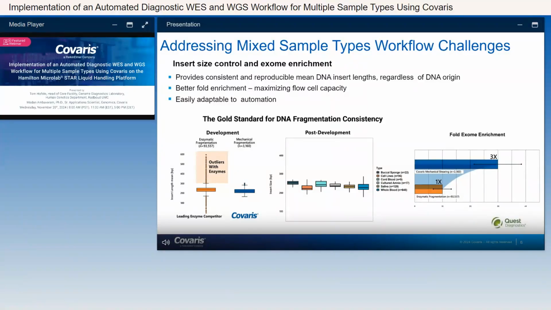can see here shown in the right image. In summary, this data clearly illustrates how mechanical shearing with AFA significantly improves sequencing quality metrics and also cost efficiency in their whole exome sequencing workflows.